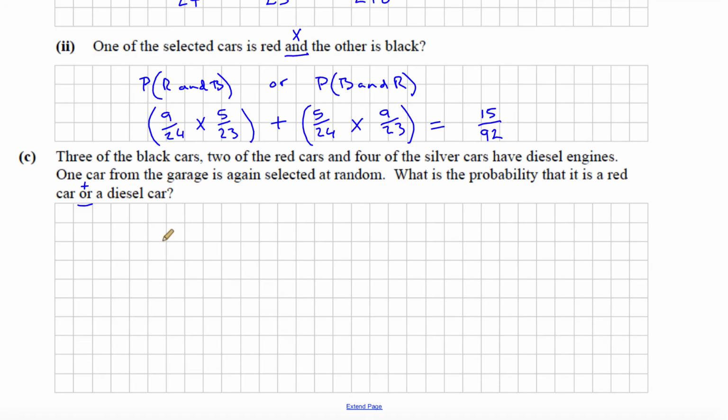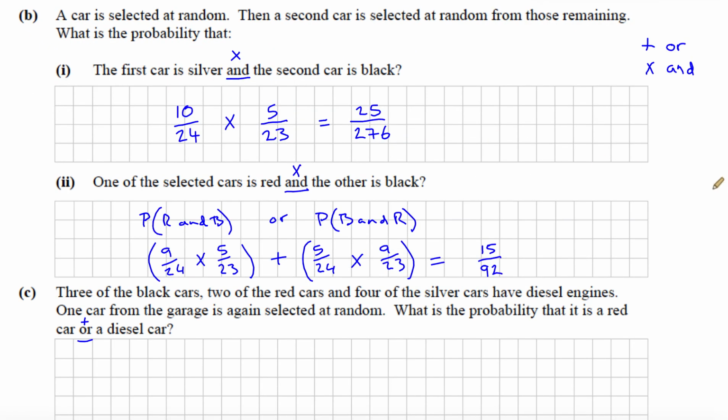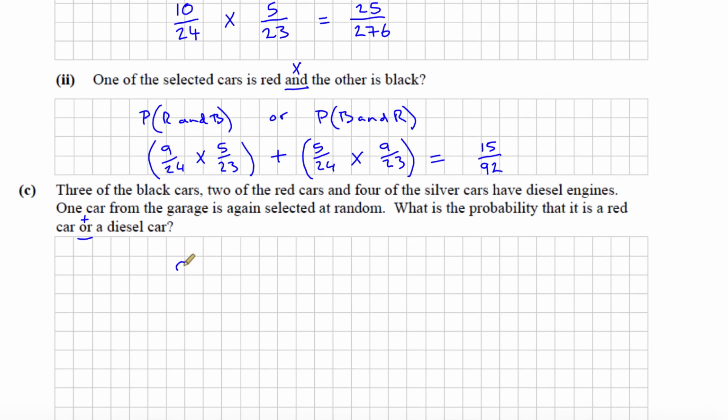Okay, well, the probability that the car is red, remember, there's 9 red. So the probability that it's red is going to be 9 out of the 24. Or the probability that it's diesel. So the probability that it's diesel, well, we've 3 of the black cars that are diesel, 2 of the red, and 4 of the silver. So that's 3 plus 2 plus 4, which is again 9. So the probability that you choose a diesel car is 9 out of 24 also.